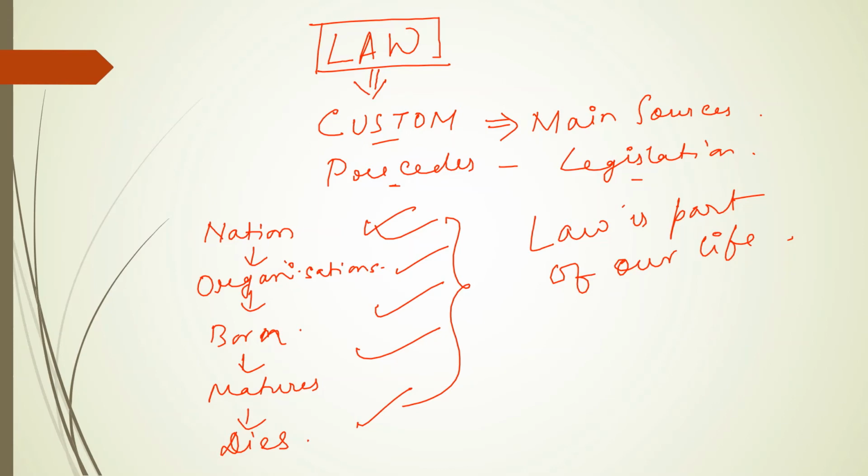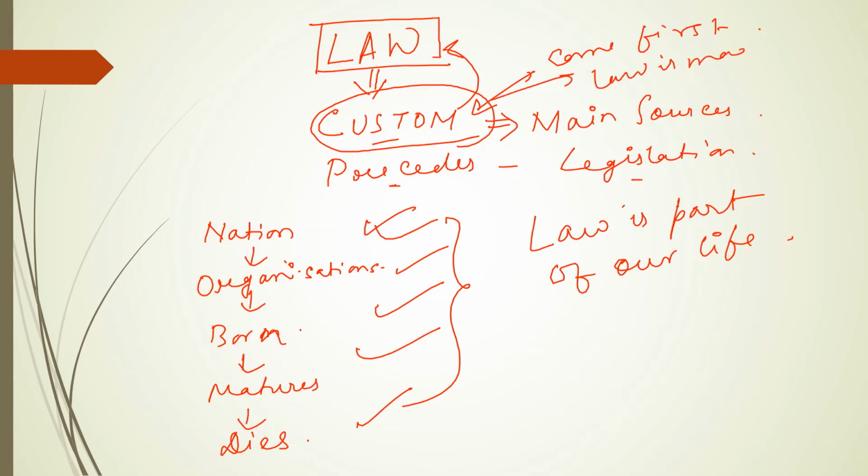So first of all, out of all these things, custom is the main source from where law is coming, because custom came first. After following this custom, the law is made. So indirectly law is coming after following these customs only. That's why we can treat custom as the main source of law.